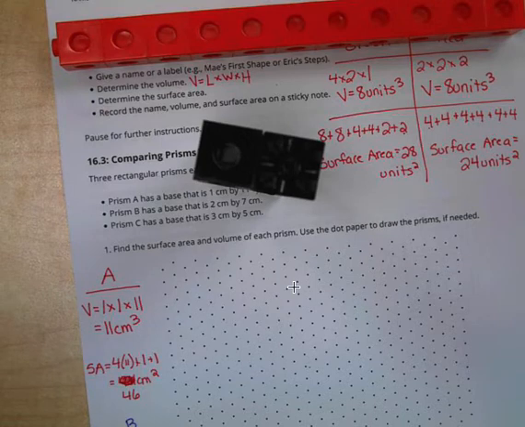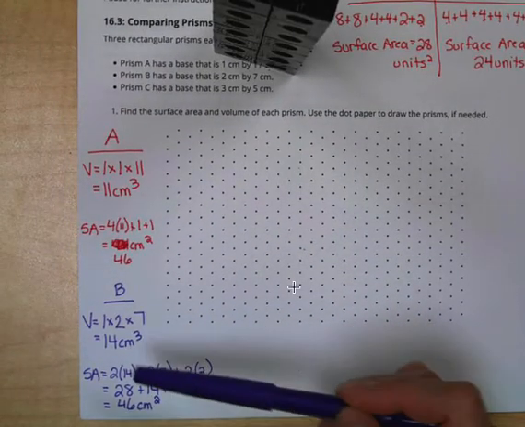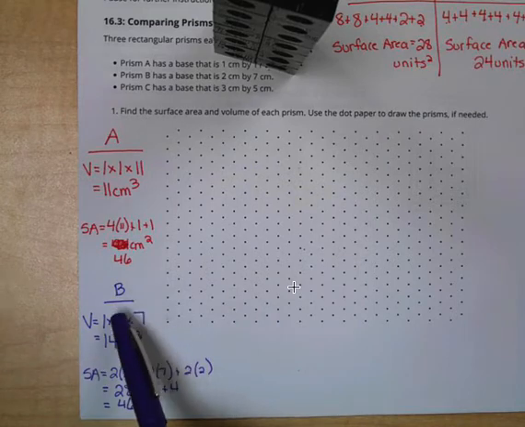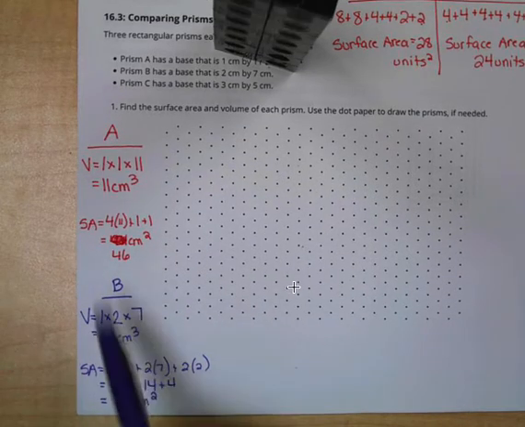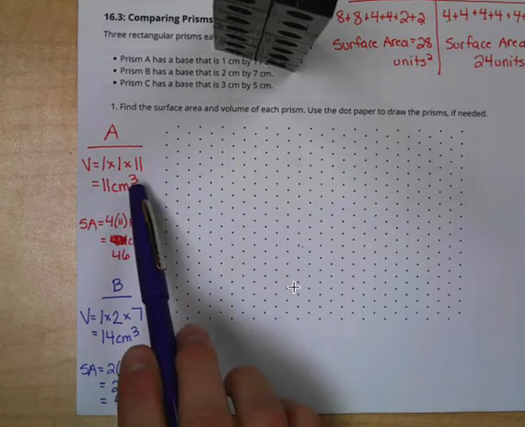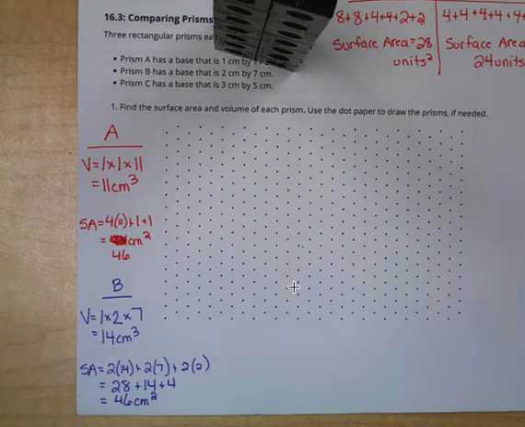We can write a simpler sentence here, which would give us 28 plus 14 plus 4, which gives us a surface area of 46 centimeters squared. So you can see A and B have the same surface area, but their volumes are different. Alrighty, let's look at C.